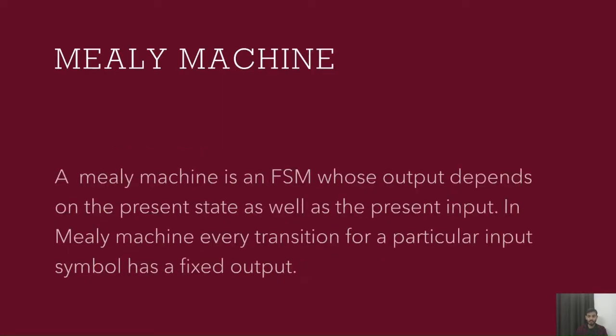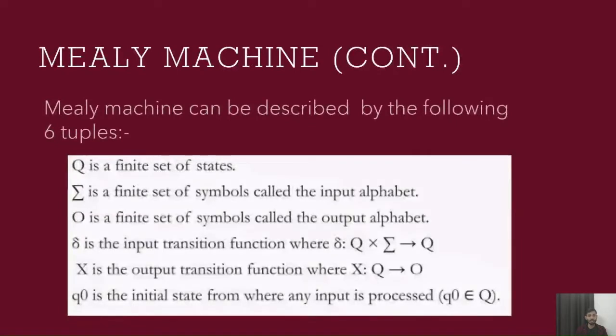Mealy machine is an FSM whose output depends on the present state as well as the present input. In a Mealy machine, every transition of a particular input symbol has a fixed output. A Mealy machine can be described by the following six tuples: finite set of states, finite set of input symbols, finite set of symbols for the output alphabet, input transition function, output transition function, and the initial state from where an input is processed. All these elements have a different tuple basically representing them.